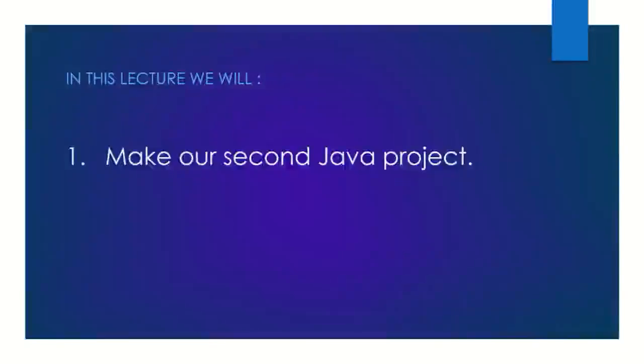Now in this lecture, we will be making our second Java project. Our second Java project is going to be a student record management system. Now that sounds awfully complicated. No, it will only use the concepts we learned till now. And I'm sure after this lecture, you'll be able to use all those things that we learned till now, and all those concepts are going to be crystal clear to you. So let's go ahead and start making our second Java project.